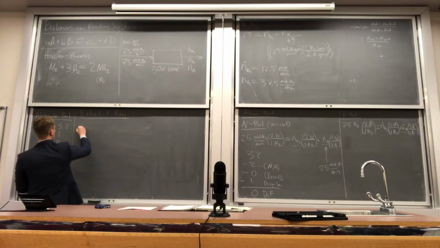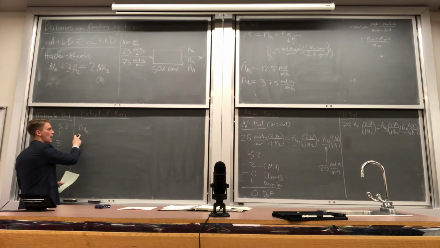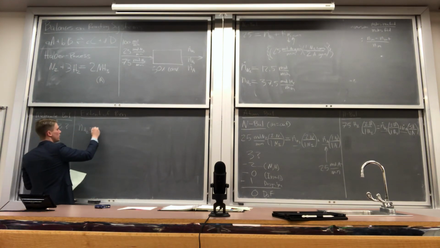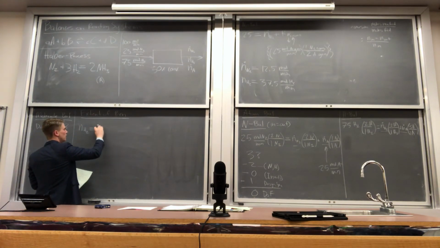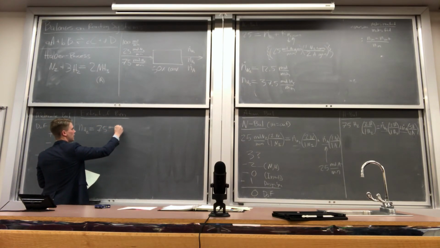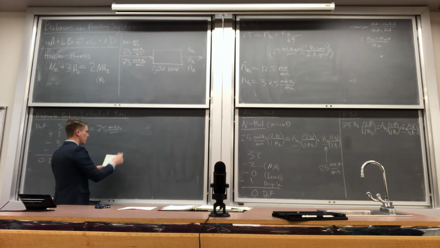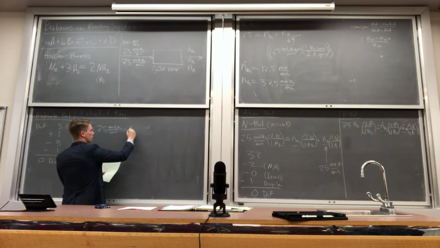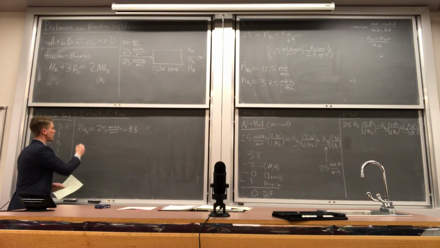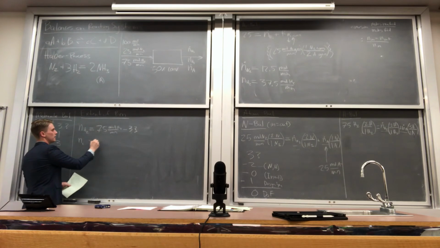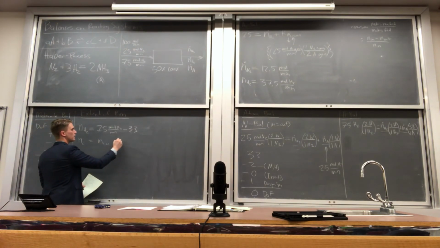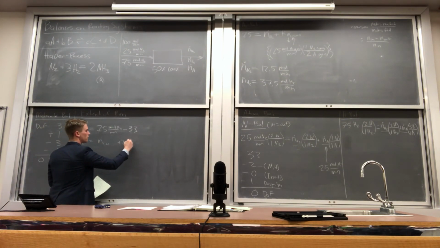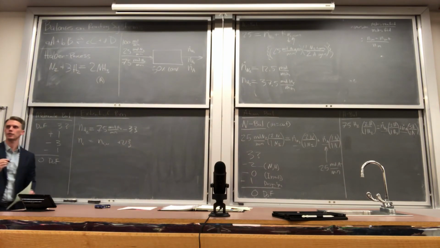So the number of moles of hydrogen coming out of the system is just going to be equal to the number of moles fed. In this case, it's 75 moles of H2 per minute. And then we're going to have minus the stoichiometric coefficient 3 times the extent of reaction. Right? This is the same format of n_i is equal to n_i0 plus the stoichiometric coefficient times the extent of reaction.